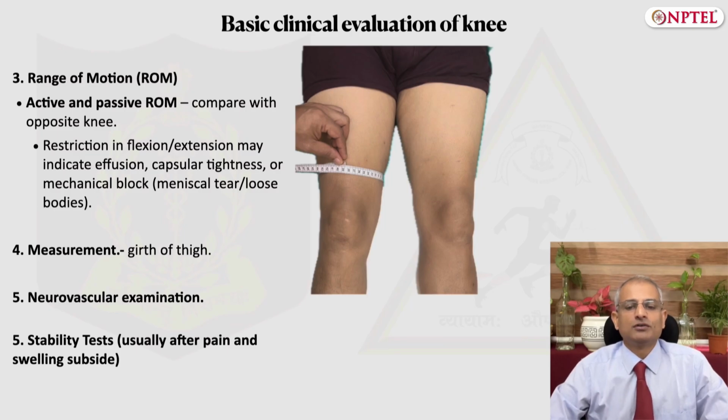This is followed by the measurement of girth and the lengths. The girth of the thigh and calf muscle is important since any injury to the knee may result in wasting of these important muscles. And as we have learned previously, these muscles which are around the knee, they act as secondary stabilizers or dynamic stabilizers of the knee. So any weakness in them naturally affects the stability of the knee.